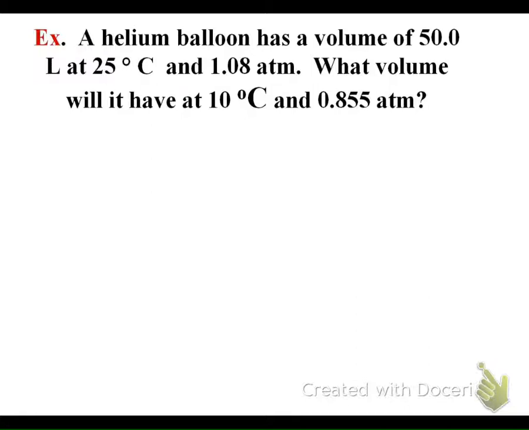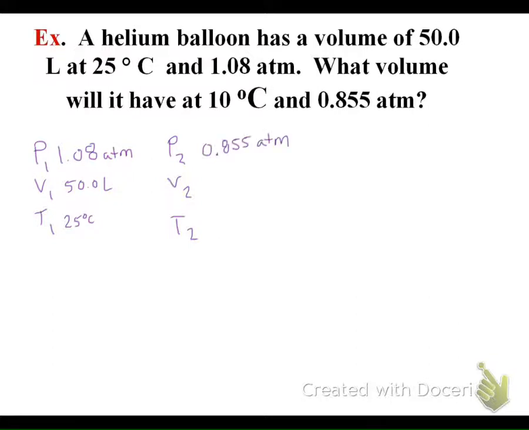So what I want to do is write down my variables first, so I like to just set up a chart like this so that I can write down my variables, much like we've done in the last couple of slides, video notes, and our problems. So my pressure is 1.08 atmospheres, my initial pressure. My initial volume is 50 liters, and my initial temperature is 25 degrees Celsius. My final pressure is 0.855 atmospheres.